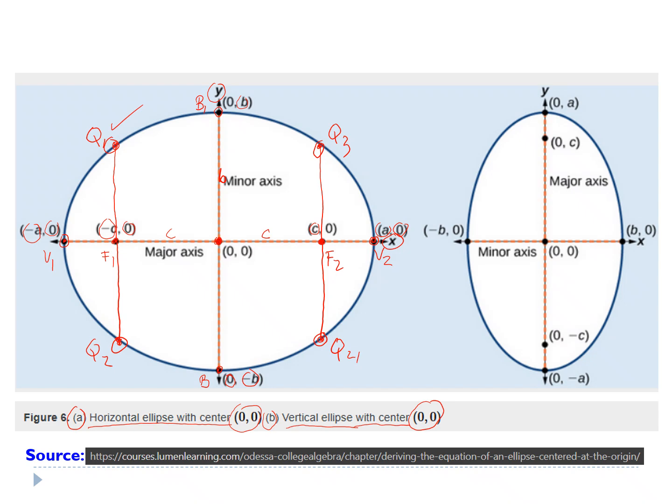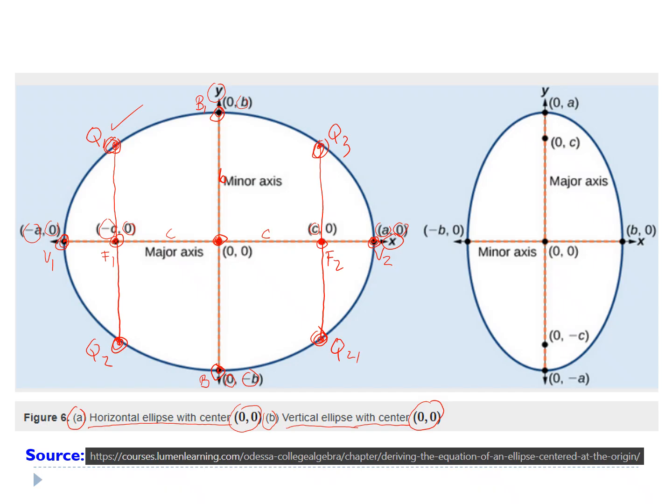Okay, so these are the important points of an ellipse with major axis at the x-axis. We have 1, 2, 3, 4, 5. So horizontally we have 5 points. Then vertically we have 6, 7. Then we have 8, 9, and then 10, 11. So we have 11 important points. So when we graph our ellipse, we need the coordinates of these 11 important points. Okay, so this is for the horizontal ellipse with center at 0, 0.